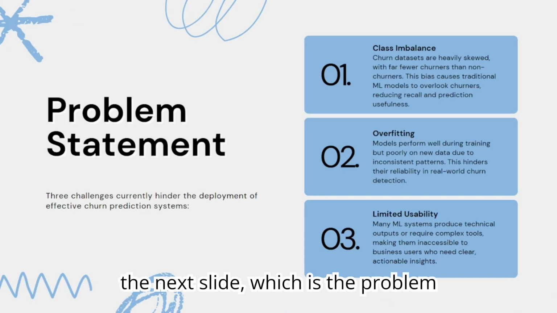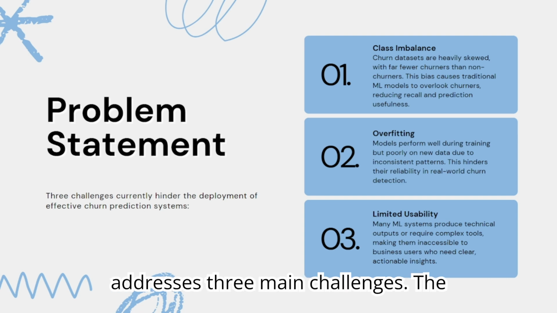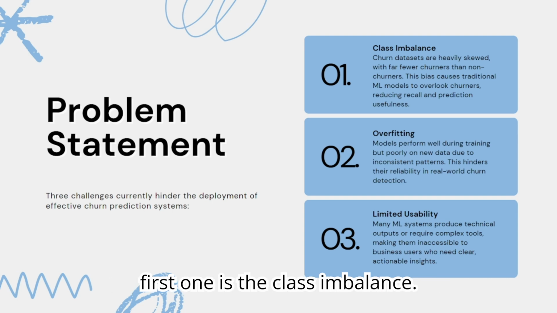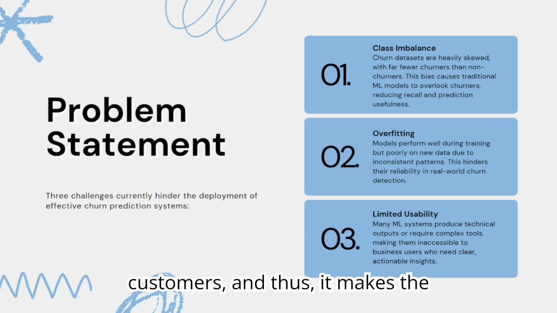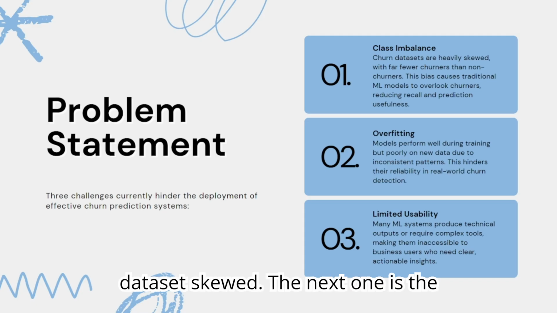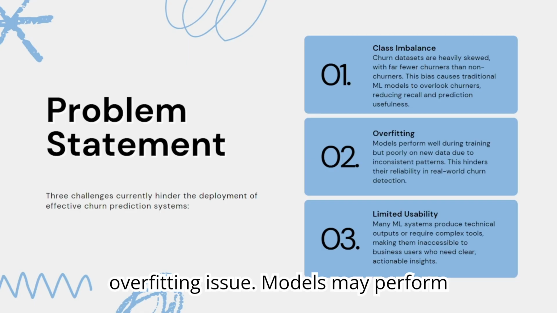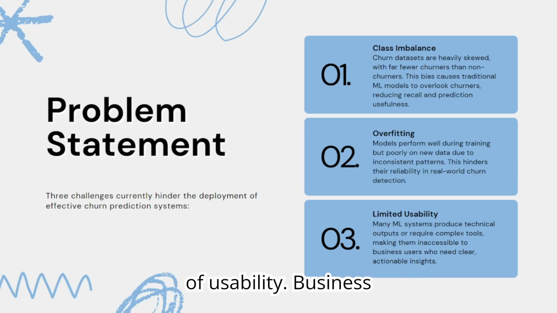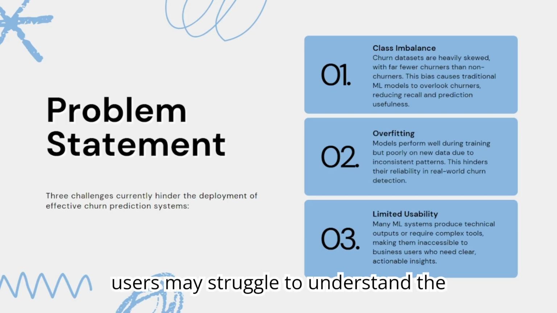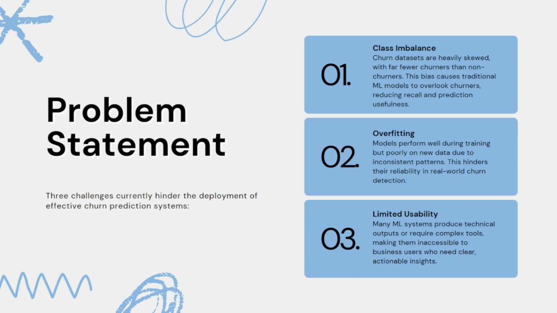Moving on to the next slide, which is the problem statement. Essentially, the project addresses three main challenges. The first one is the class imbalance. Churners are often a small fraction of customers and thus it makes the dataset skewed. The next one is the overfitting issue. Models may perform well on training data but fail in real-world use. Lastly is the lack of usability. Business users may struggle to understand the model outputs as they are presented in a very technical way.